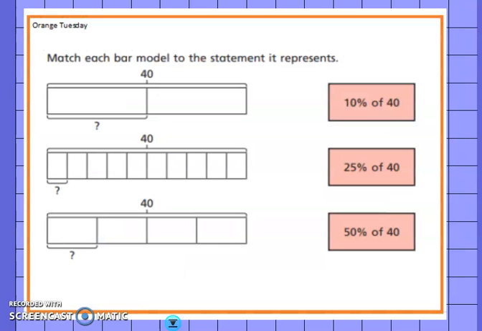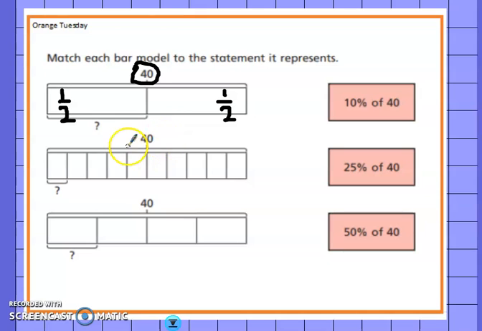Moving on to the orange question, it's asking you to work out what each bar model represents. So make sure you're looking at how many parts are in the whole. What have they split 40 into here? 1 part and 1 part. So it's a half and a half. What is a half as a percentage? Is it 10%, 25% or 50%? You need to work that out.